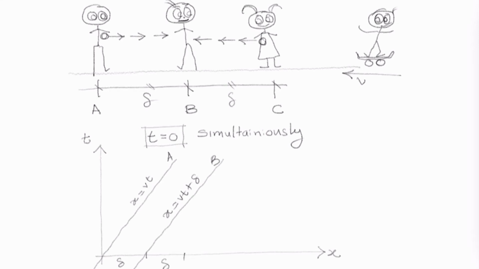This is the trajectory of C. C is standing 2 delta distance from the origin. Therefore, the trajectory of C is x equals vt plus 2 delta. This is the trajectory of a light ray sent by A towards B: x equals t. This is the trajectory of a light ray sent by A in the other direction: x equals minus t.